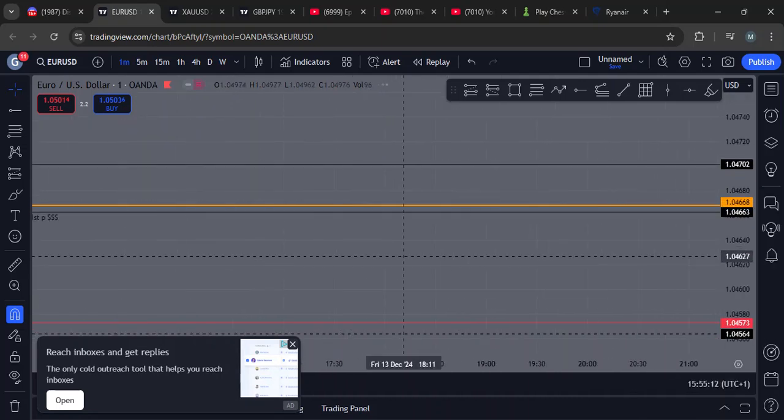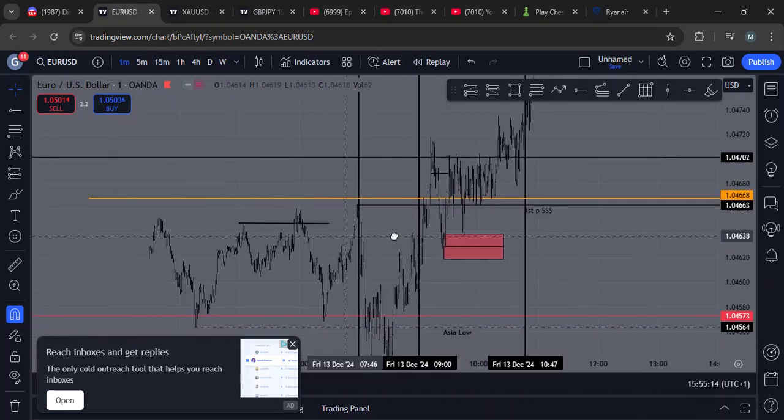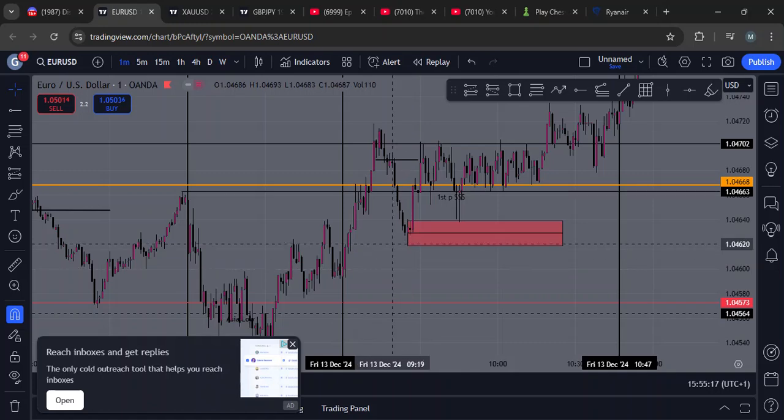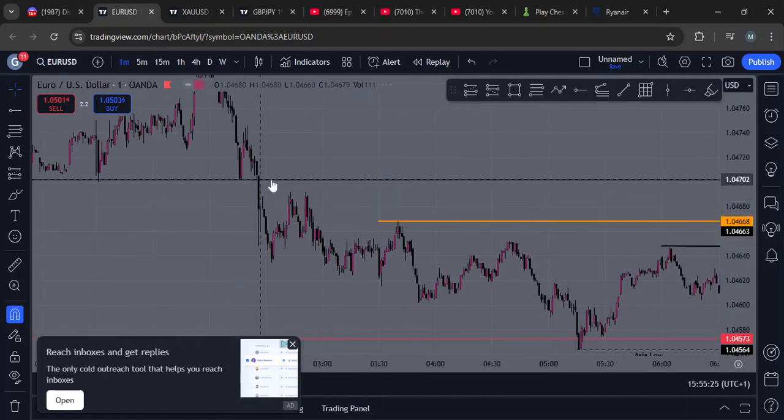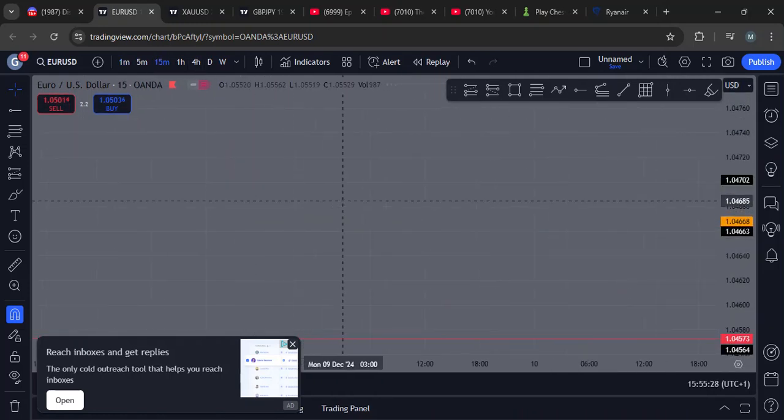So from here, what we have is Frankfurt closed above New York. So the Asia high got swept, and that 15-minute got swept. And also, I did mark out another 15-minute in here. Was it a 15-minute that I marked out?